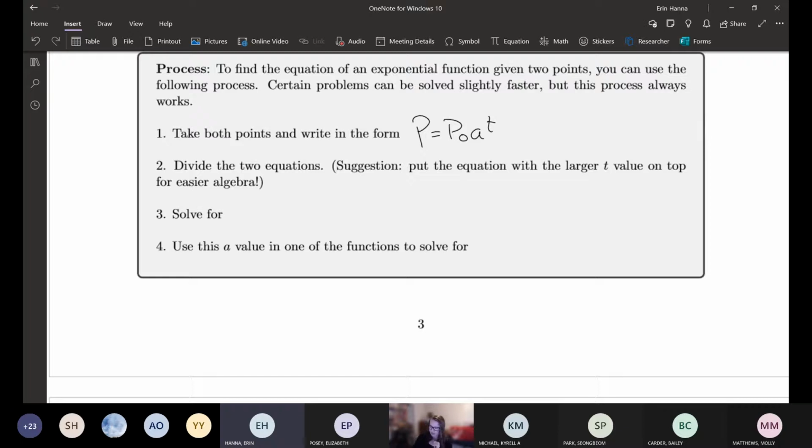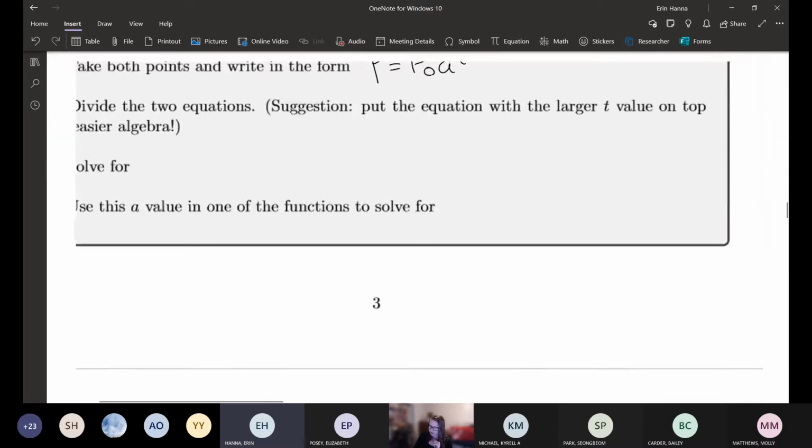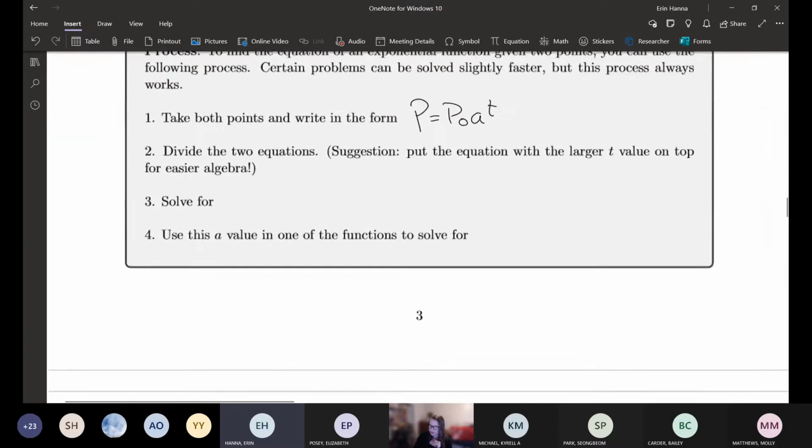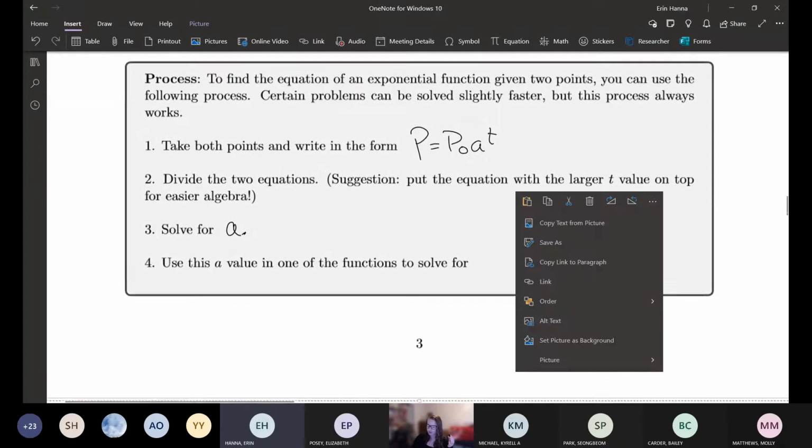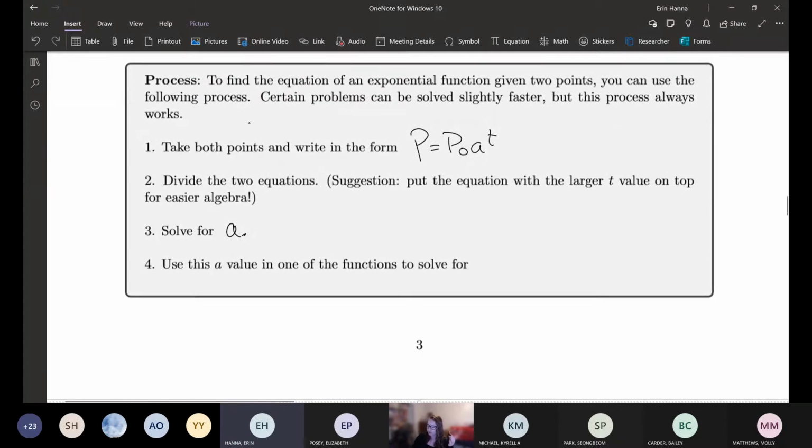What that allows us to do is solve for A. And then once you have that A value, you can use it in either one of the two functions you originally wrote down to solve for P naught. It's a kind of long, kind of tedious process if you have to do the full thing, but sometimes you have to.